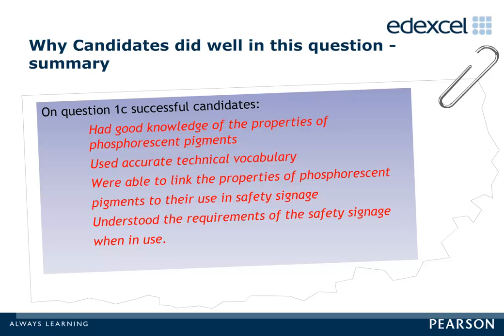The higher achieving candidates were also able to link the properties of phosphorescent pigments to their use in safety signage, considering factors such as the pigments allow the sign to glow in the dark. Higher level responses also considered the specific requirements of the safety signage when in use, such as being able to be seen during a power cut, or when the light level is low, as could be the case during a fire.